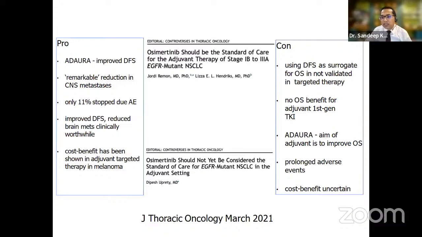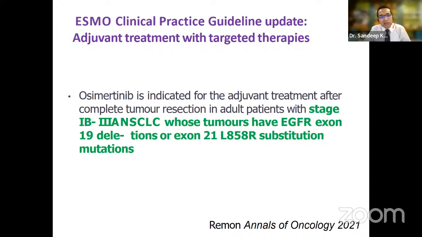So what are the cons? Using DFS as a surrogate for OS is not validated in targeted therapy. There was no OS benefit for the adjuvant first generation TKIs. So the aim of adjuvant therapy in ADAURA is to improve the OS. I don't know how relevant it is whether to choose DFS or OS in the resectable population. So there have been several debates over whether one should use osimertinib as a standard of care in the early stage EGFR mutated populations.